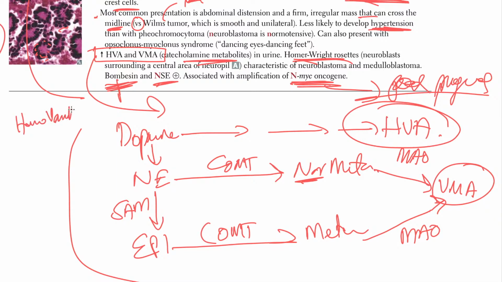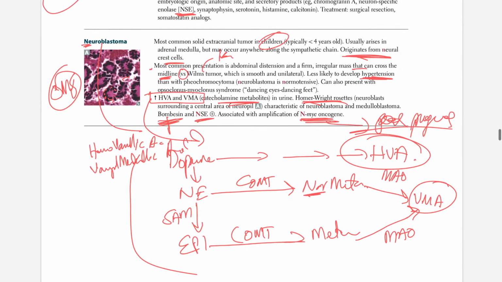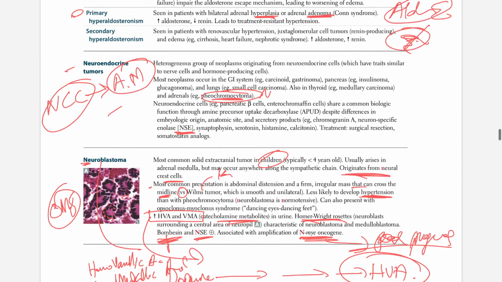Homovanillic acid. And VMA is vanillylmandelic acid. Okay. With that, let's just review both of these.